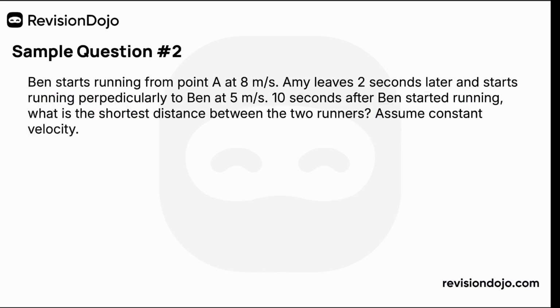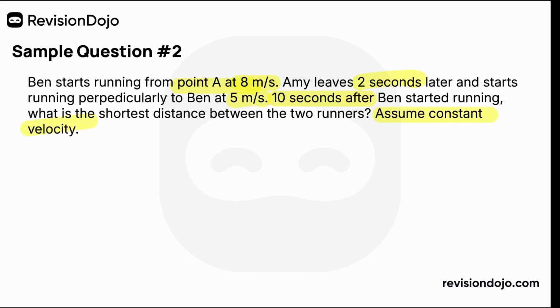All right, now let's see the second sample question. Ben starts running from point A at 8 meters per second. Let's quickly highlight 8 meters per second from point A. Amy leaves 2 seconds later and starts running perpendicularly to Ben at 5 meters per second. 10 seconds after Ben started running, what is the shortest distance between the two runners? And again, we assume constant velocity.